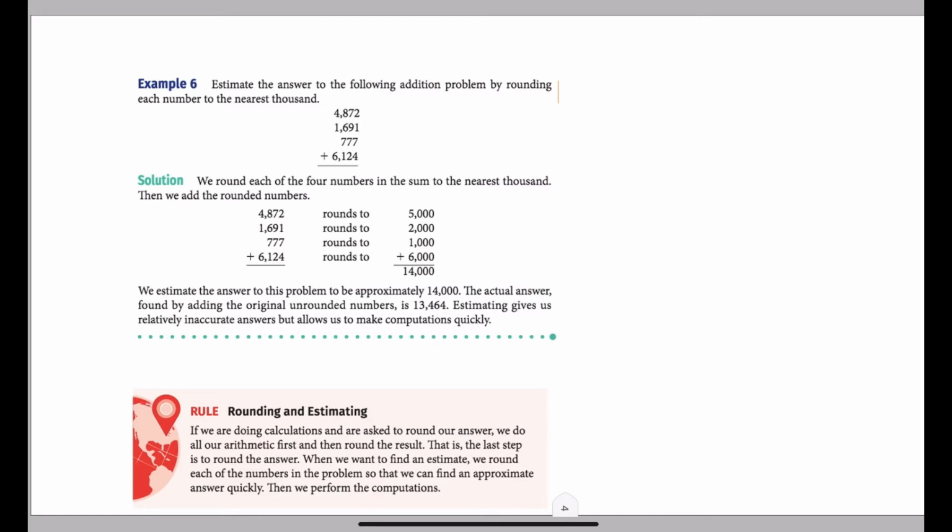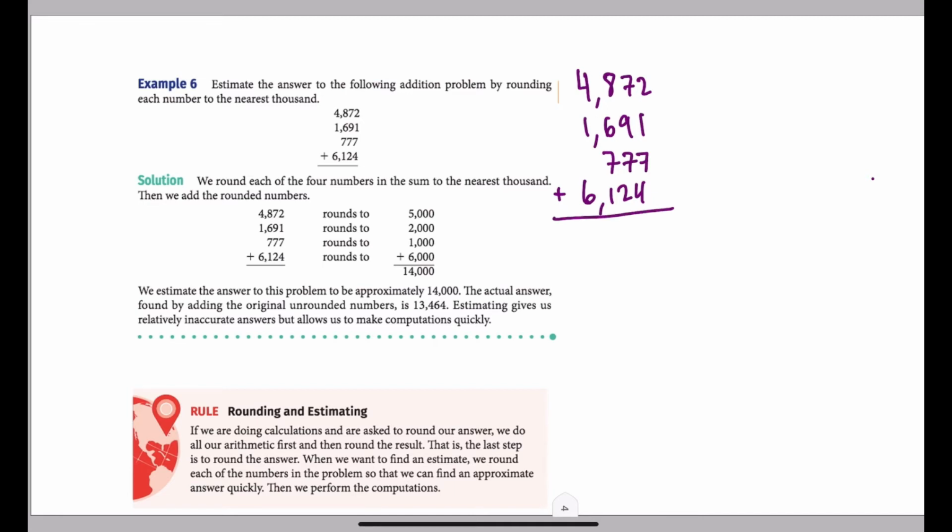And the reason is because it'll be so much easier to do the math with simpler numbers that don't have as many non-zero place values. So let's have a look at this. The terms here: 4,872, 1,691, 777, 6,124, and we're adding them all up.